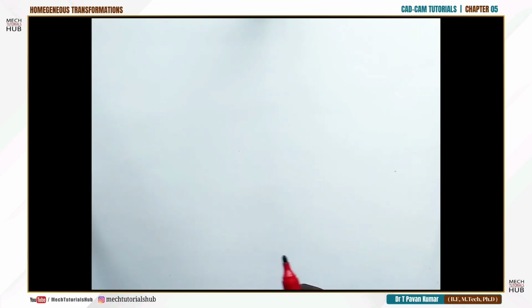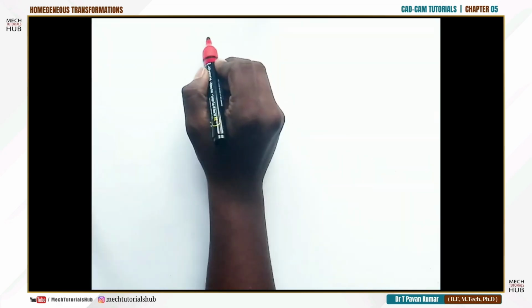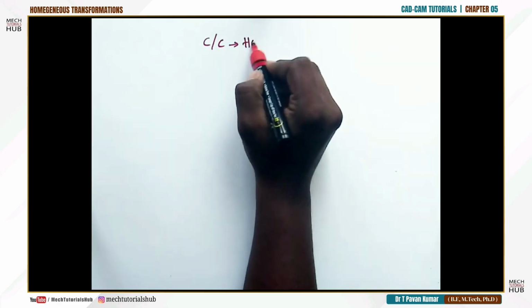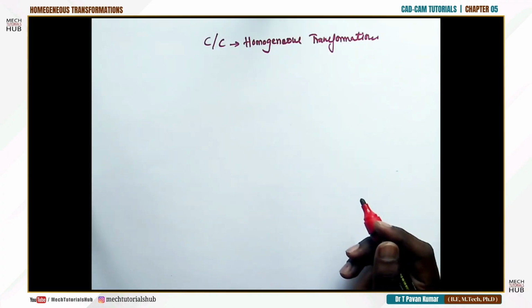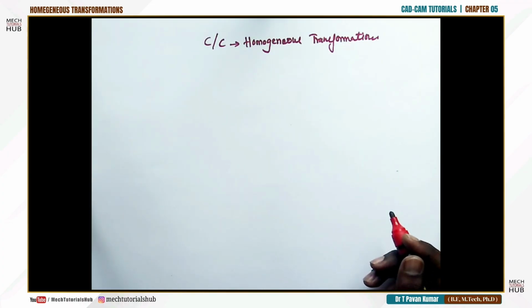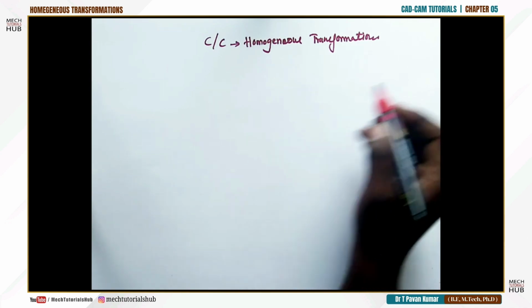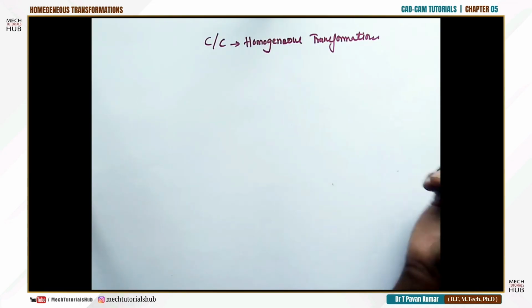Hello friends, in today's CAD CAM lecture we'll talk about homogeneous transformations. Already we have seen what 2D transformations are and their different types. We have solved a few related problems. Now, what is homogeneous transformation? How does it help? Now we'll try to implement homogeneous transformations for a few cases.